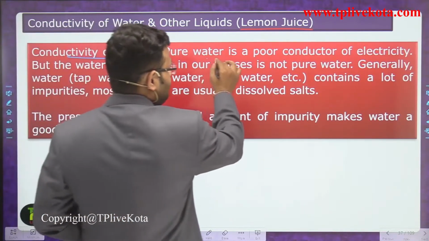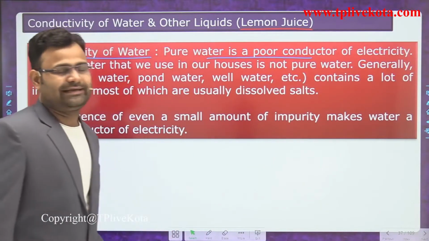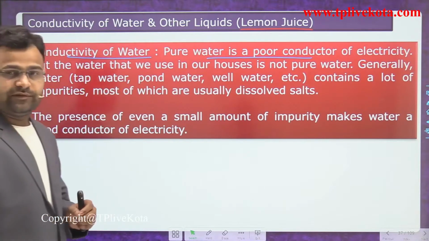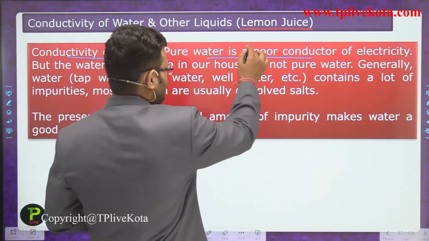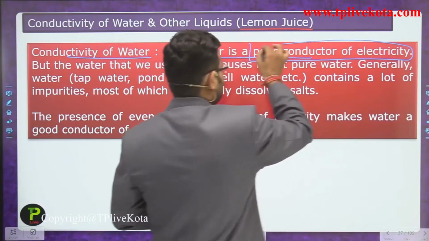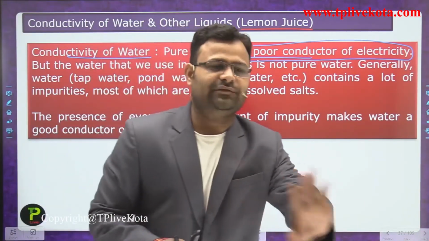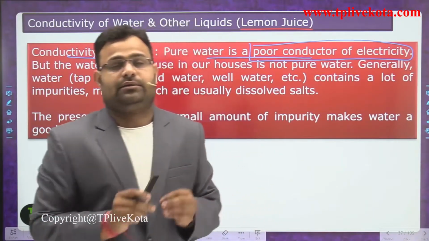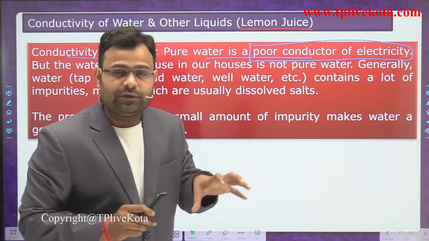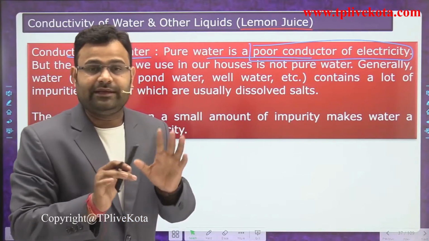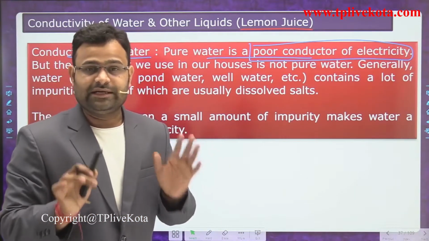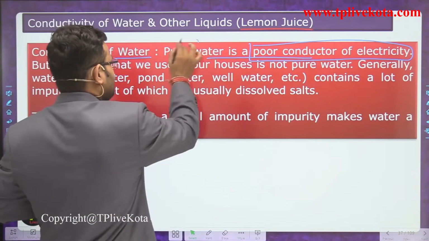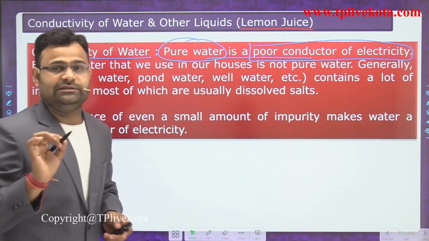Pure water is a poor conductor of electricity. Means if any pure water is available, that is a poor conductor of electricity. If electricity is to flow, some electrons will flow. A poor conductor doesn't have any free electrons, which means pure water doesn't have any ions.